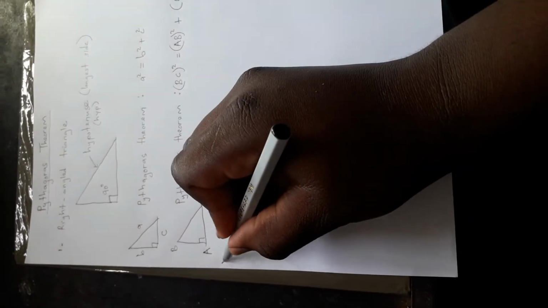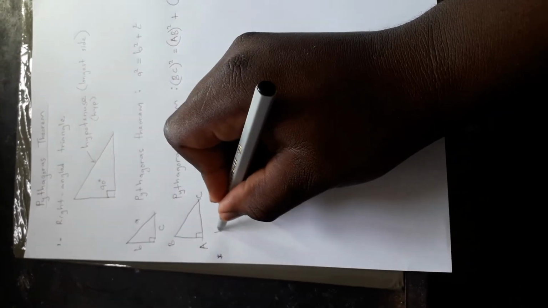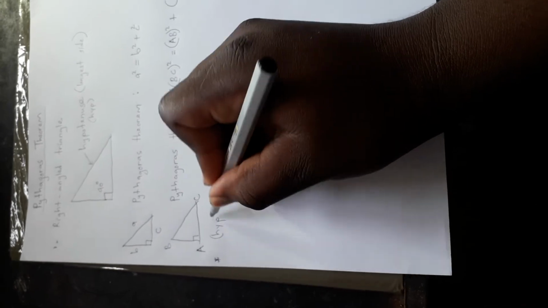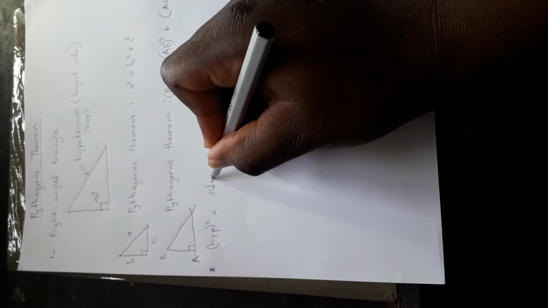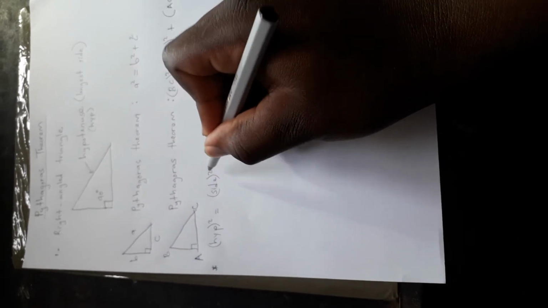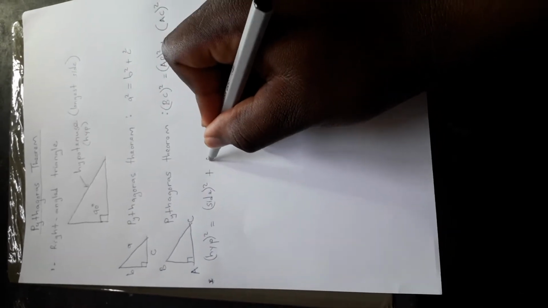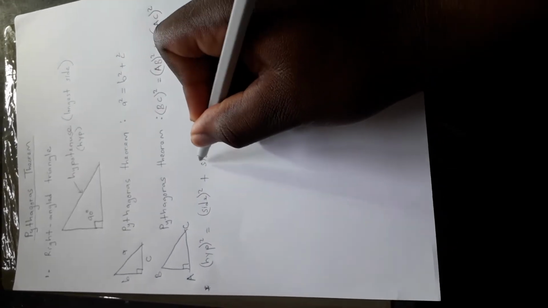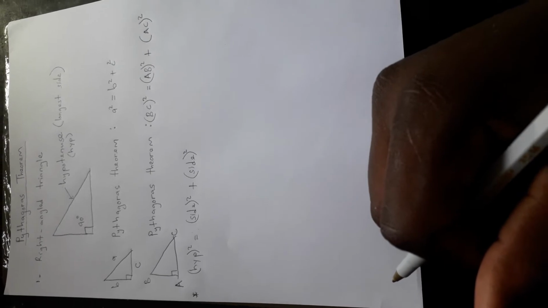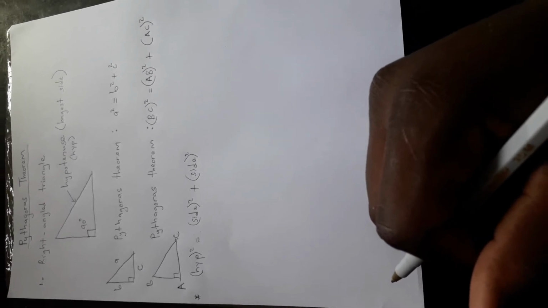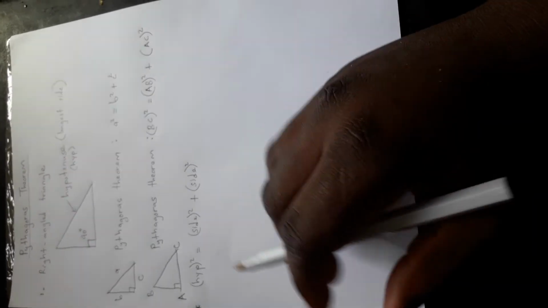So an important note to take home is it is the hypotenuse squared, which is equal to side squared plus side squared. The hypotenuse squared is equal to side squared plus side squared. That is important, and this defines the Pythagoras theorem.